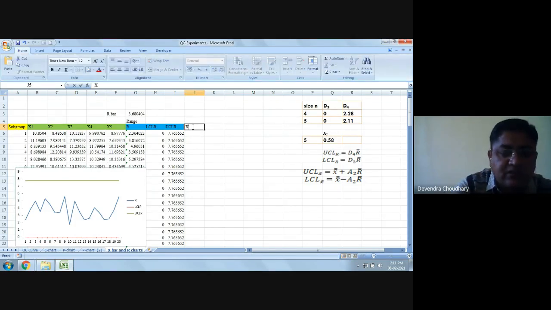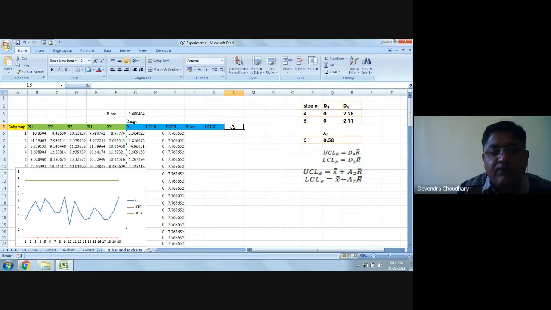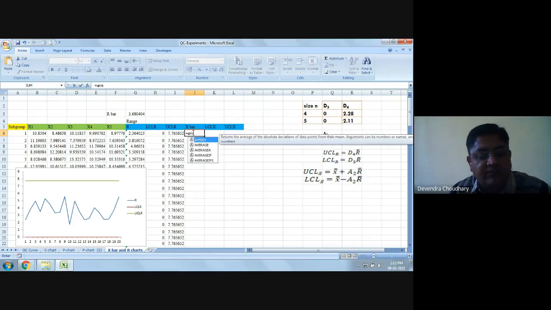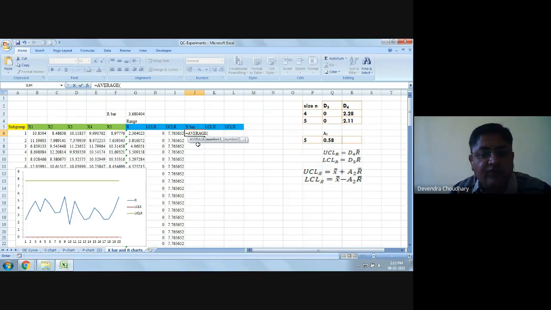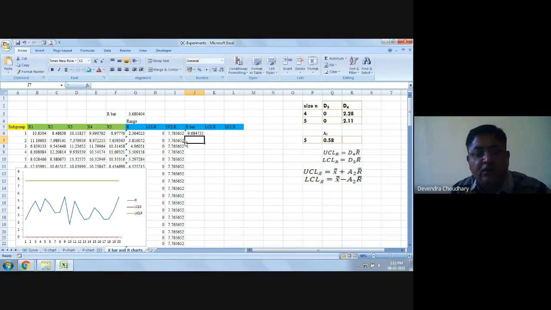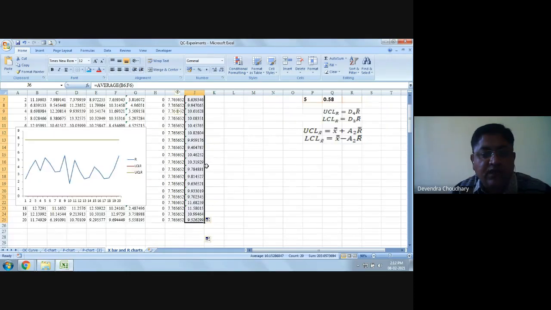This is X bar value. Then we find the lower control limit of X bar chart. Then we determine the upper control limit of X bar chart. So X bar value is simply the average of sample quality characteristic. Here we take the average of first subgroup. So this is X bar, and similarly we calculate for remaining subgroups, and it comes out like this.